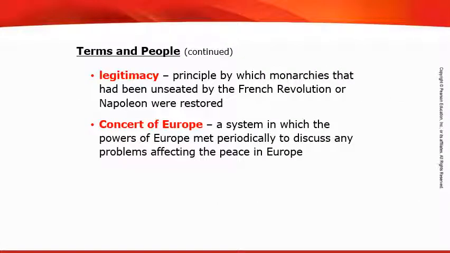Legitimacy means the moral right or legal right to rule. Basically, during Napoleon's time, he managed to remove many established monarchies from the thrones of different countries. And when Napoleon was removed from power, European nations adopted this principle of legitimacy, which means that those monarchies that were removed had the right to be back in power. So those monarchies were restored.